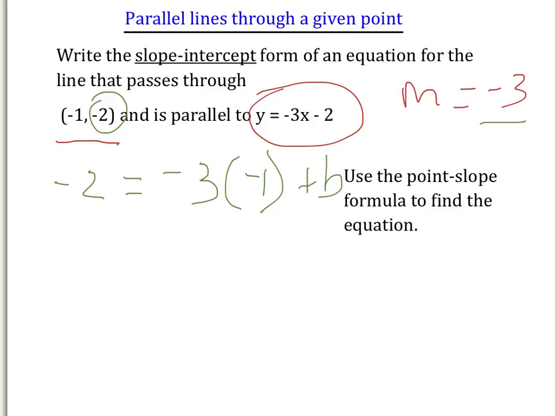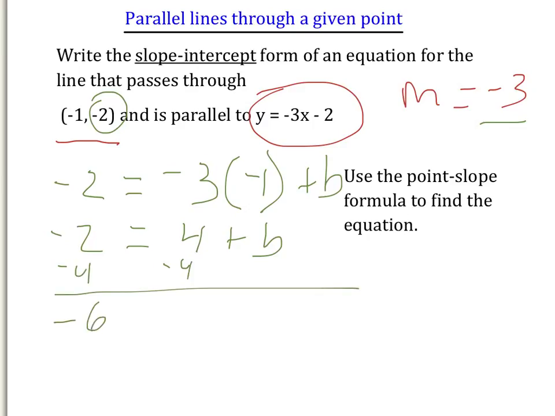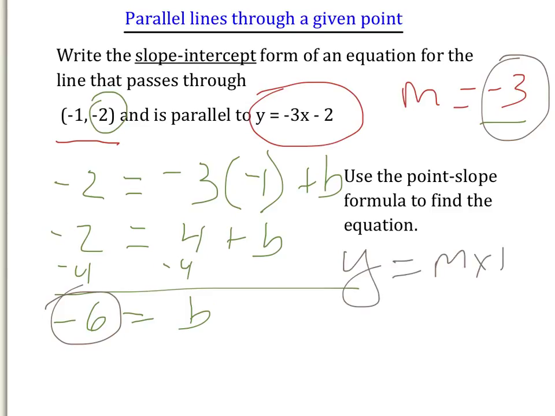So at this point I can go through and solve for b, and then I'm ready to finish up the problem. -3 times -1 gives me 3 plus b. To move the 3 over, I need to subtract 3, and we end up with -5 equals b. So at this point I know my y-intercept, I know my slope. I can go ahead and put it into the form y equals mx plus b, relatively easy. y equals -3x, in this case we're going to say -5.